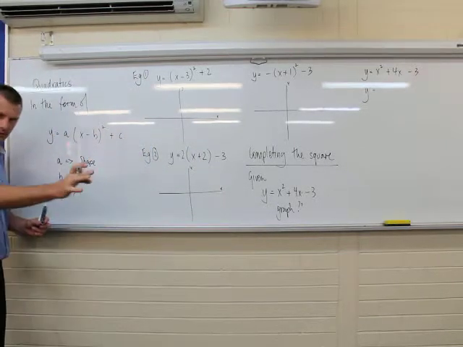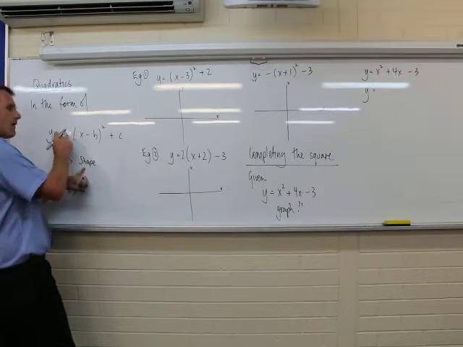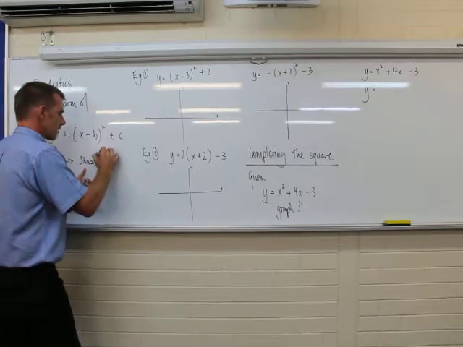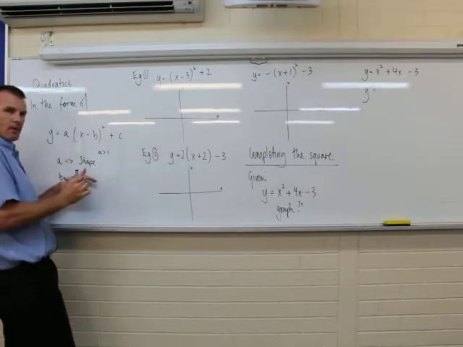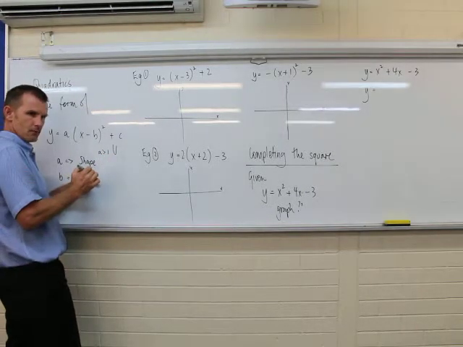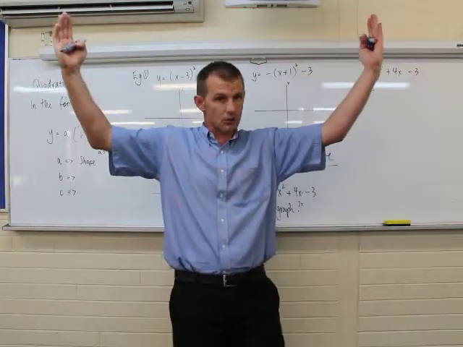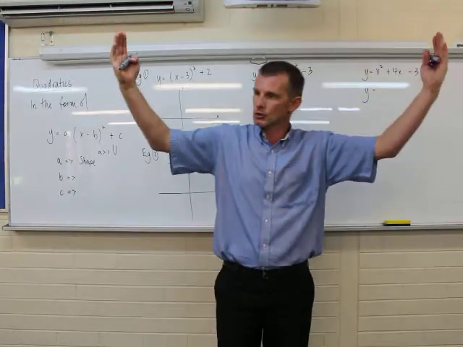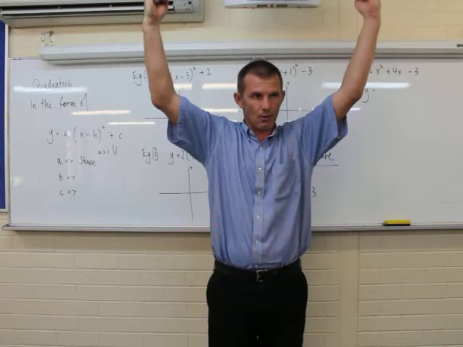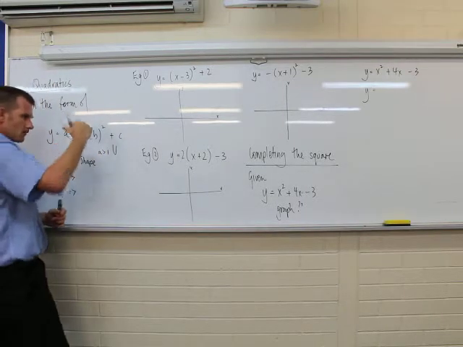Now I'll write a couple of notes here. This is going to get a little bit small, so follow along. The shape of the graph. If a is greater than 1, then what that means is it's going to be a steeper graph. Let's talk about a equals 1 for a moment. a equals 1 is our standard shape. So when a is greater than 1, we're talking about a steeper shape than that.